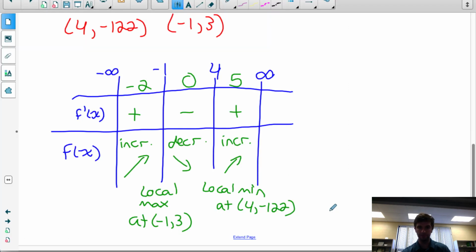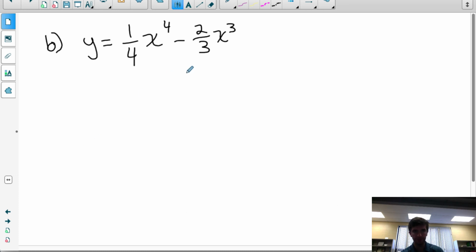Let's try one more example. So this one, here's our part B. I want to find all the local extrema for this using the first derivative test. So I first need to find the critical numbers of this function, which means find the values that make the derivative 0 or undefined. So let's find the derivative.